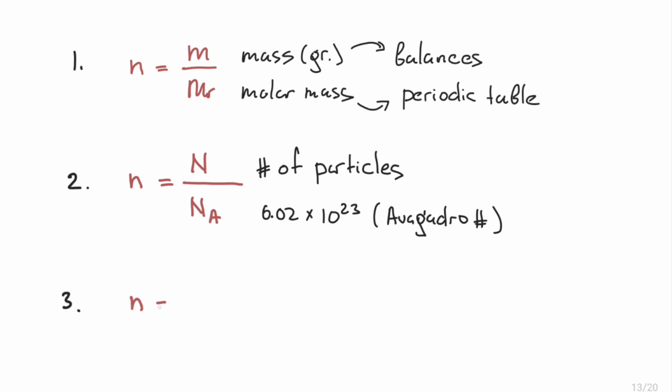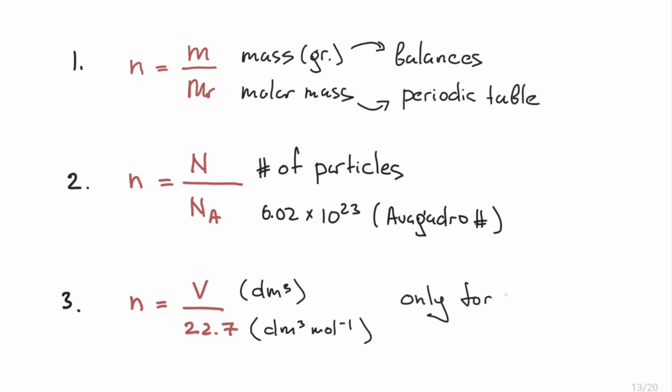The third formula: mole equals volume divided by 22.7. It's a gaseous constant. And the volume here will be in decimeter cube. This formula will be only for gases and only at standard temperature and pressure. So here you just need to accept that 1 mole will take 22.7 decimeter cube of volume.